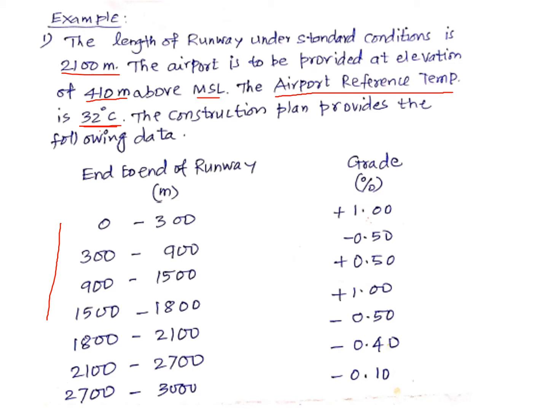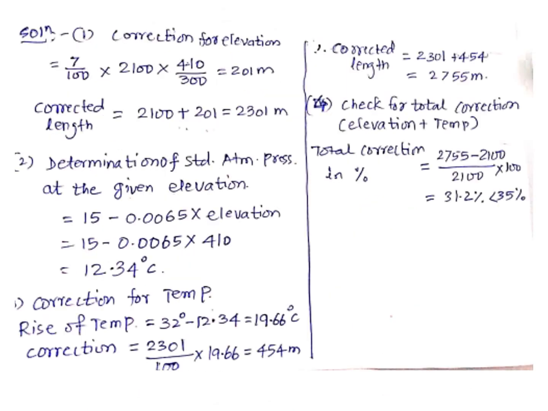So in the table, for 0 to 300 there is a gradient of +1, so there is a rise. Then for the next 300 to 900 it is -0.5. You must have seen that the interval is not constant: here the difference is 300, here the difference is 600. So likewise this table is given to you and you have to calculate the actual runway length. Coming to the solution, first we have to go for the correction for the elevation.